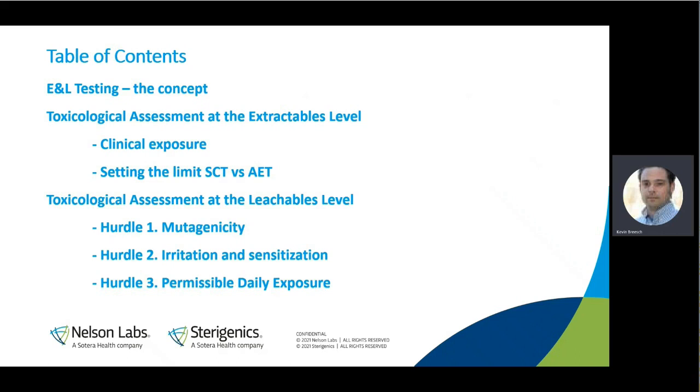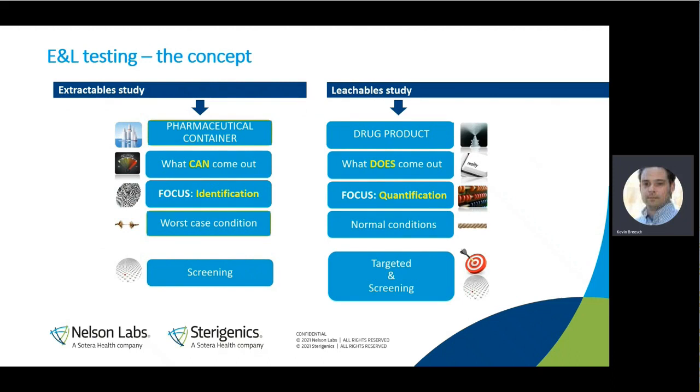So first, what is the difference between an extractable and leachable study? With an extractable study, we test the container closure materials. So the drug product is not involved yet. We're gonna boil these materials in clean solvents, like different pH values of water, ethanol water, isopropanol, hexane, whatever is deemed necessary. And we will see what is in this material, because what is in there can potentially migrate out of it and become a leachable. So we want to know what is in there.